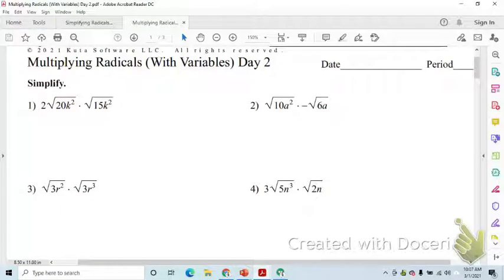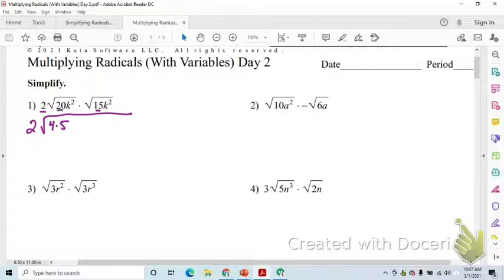All right, just going to jump into these and see how well we do. So I've got to get my pen working here. Here we go. So the 2 is out in front. Now what I'm going to do is leave that 2 there and draw a big square root. 20 is the same thing as 4 times 5.